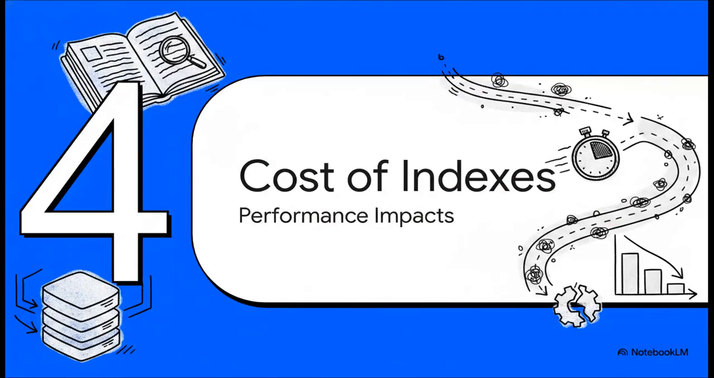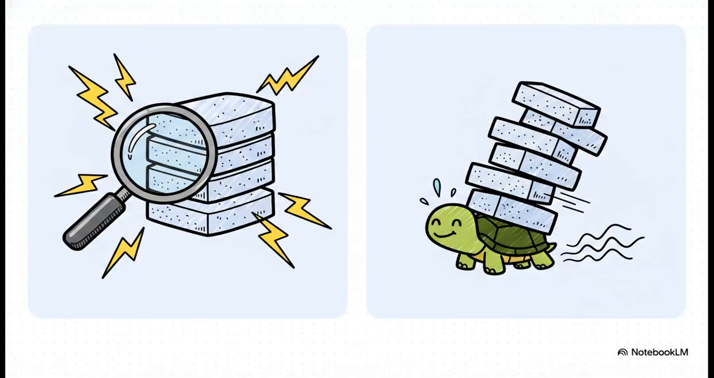Section 4. The hidden cost of indexes. Think of an index exactly like the index at the back of a massive textbook. It's incredibly fantastic for searching, right? But it sets up a huge trade-off: faster searches versus slower updates.